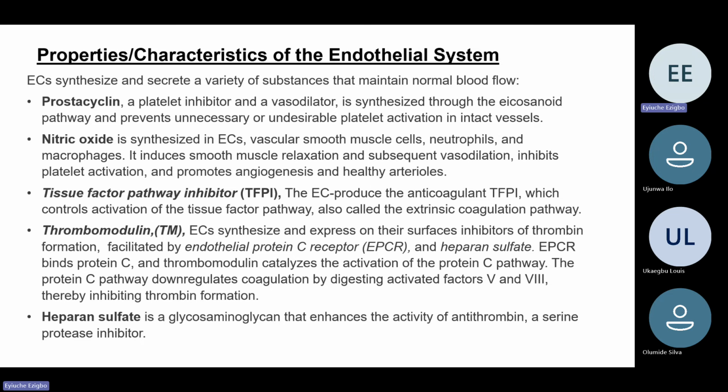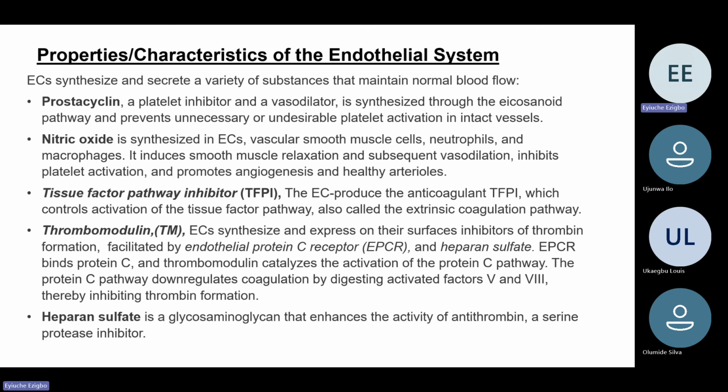They also secrete the tissue factor pathway inhibitor, TFPI. The endothelial cells produce this anticoagulant, TFPI, which controls activation of the tissue factor pathway, also called the extrinsic coagulation pathway. They also secrete thrombomodulin. They synthesize and express this substance on their surfaces, as inhibitors of thrombin formation, facilitated by endothelial protein C receptors as a cofactor, and heparan sulfate.